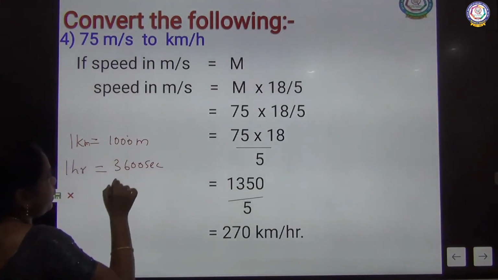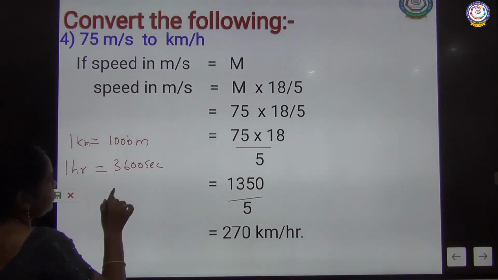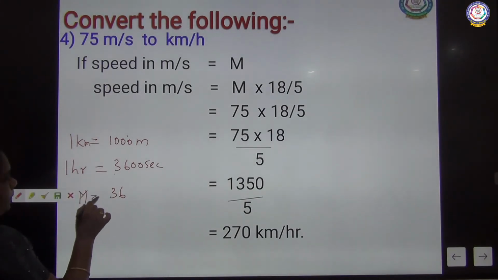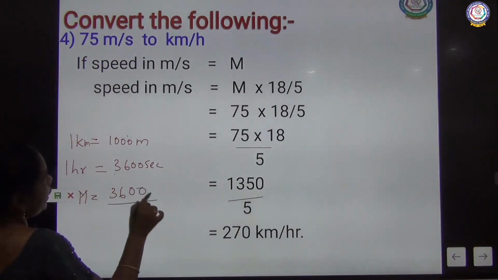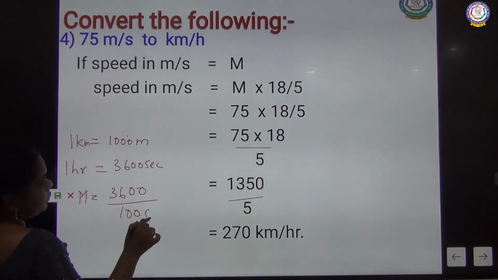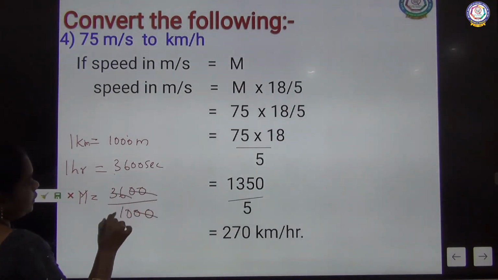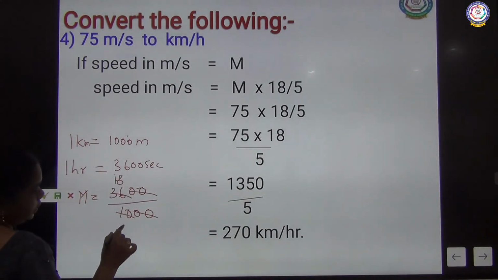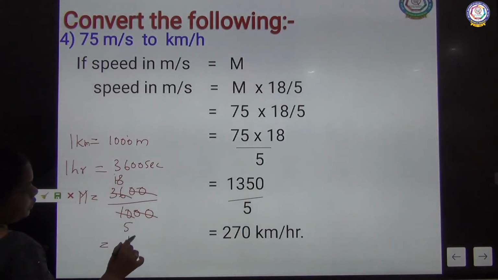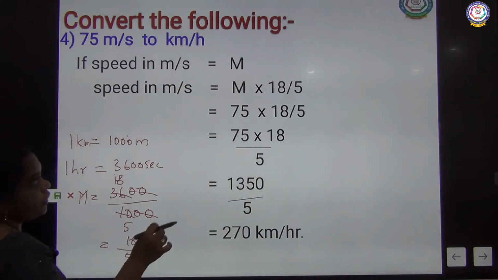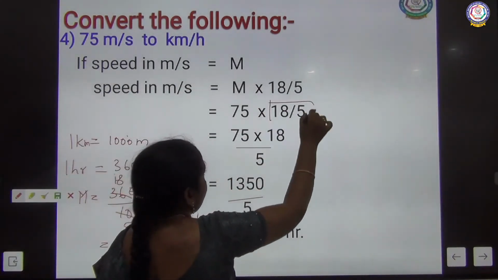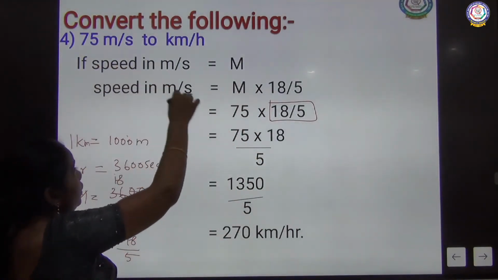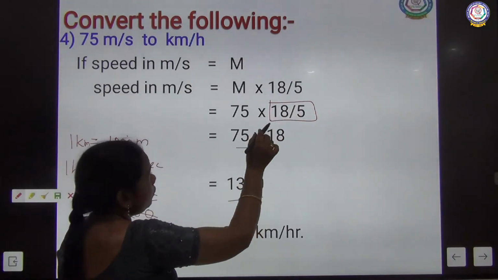This divided by, what is this? This can be taken as what? What is m divided by 1000? So 2 get cancelled. 2 18s are 36, 5 2s are 10. So 18 by 5. So this we are going to get as a simplified form. Understand? Then what is 75 into 18 by 5?